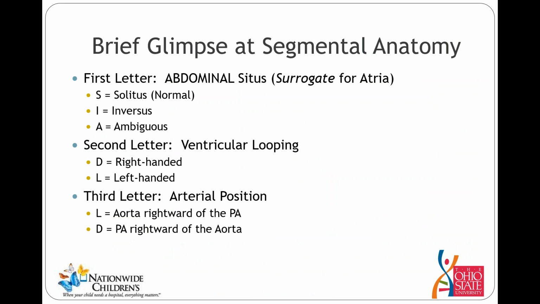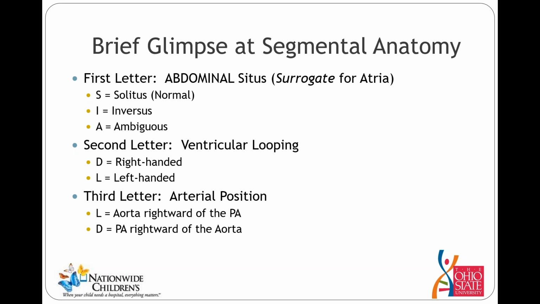So when we look at segmental anatomy, oftentimes when we write our echo reports, we usually give you some designation in terms of this is an SDL heart. And so what we're really describing is the segmental anatomy. The biggest mistake I usually see is that the first letter people assume is for atrial sidedness. It's actually abdominal sidedness, which is a surrogate for the atrial sidedness. It is actually not the best surrogate for atrial sidedness. It's actually a bronchial artery branching, but this is by convention what we use. S being normal, I being inversus, and A being ambiguous.